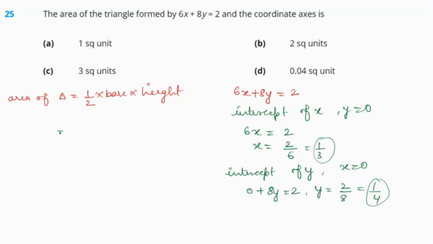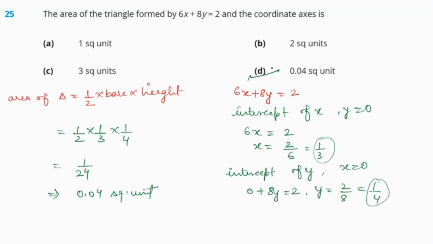We will put it over here. We are going to get half into 1 by 3 into 1 by 4. That gives us 1 by 24. And when we solve it, we will be getting 0.041 square unit. So we can write it as 0.04 square unit, which is option D.